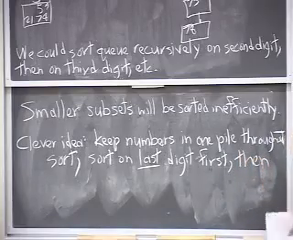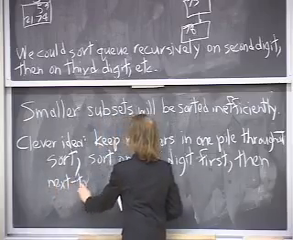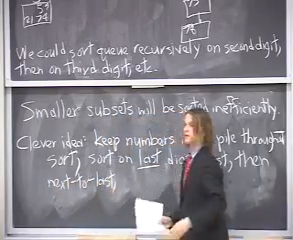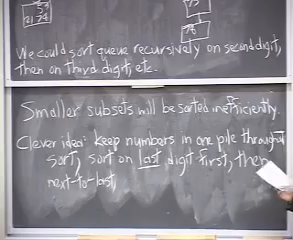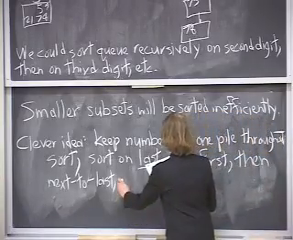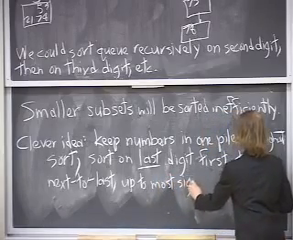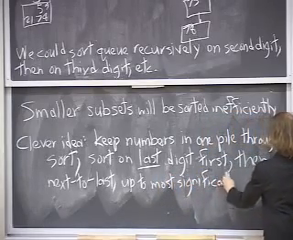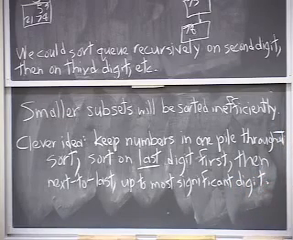So you sort on the last digit, the least significant digit, then the next last, second least significant digit, and so on through bigger and more important digits until you do the biggest, most significant digit very last. Now, the reason this works is because bucket sort and counting sort are both stable.